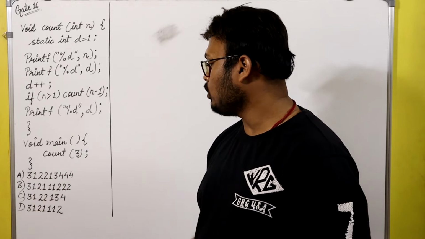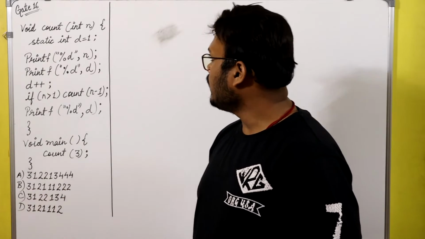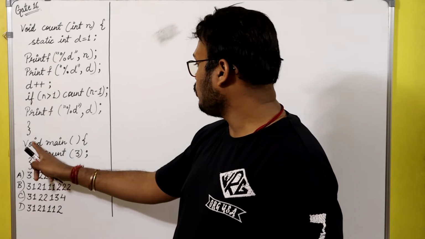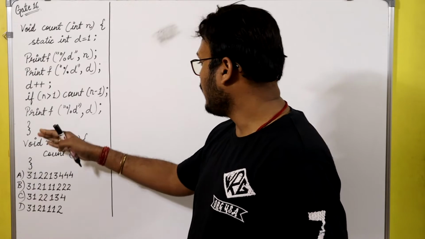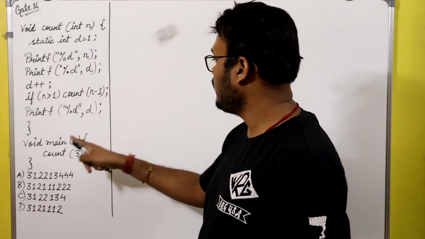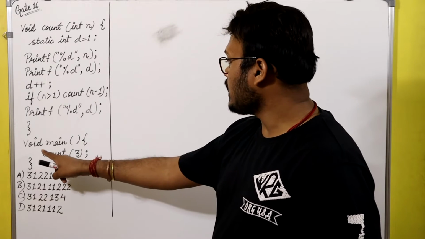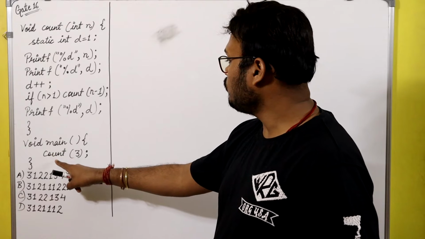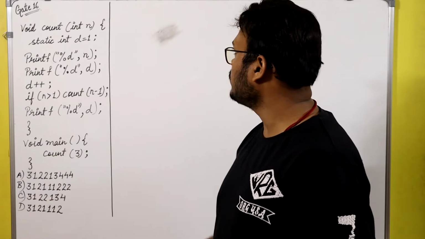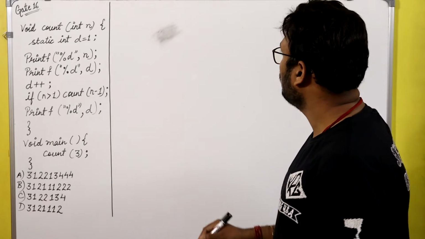A, B, C, D are the options, and I hope that the options are clearly visible as well as the question. Here you see the void main function is written, and above it the void count function has been defined. Let's solve this. Let's start from the void main function. In the void main function, the count function has been called with a parameter value 3.